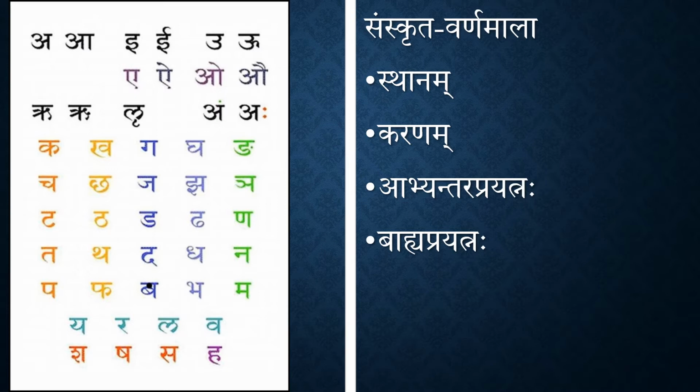And then there is prayatna, or the effort, which is again of two types. Abhyantara prayatna, which is the primary effort, or the effort which is required to produce that sound before it comes out of the mouth. And bahya prayatnaha, which is the effort needed to produce that sound after it comes out of the mouth.